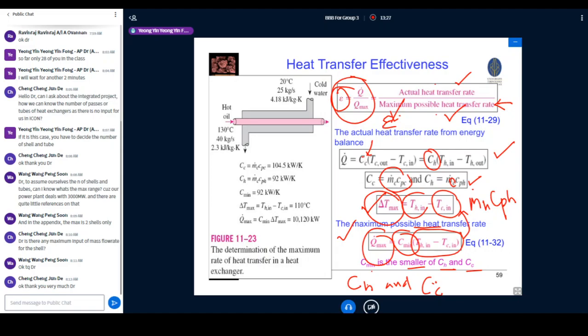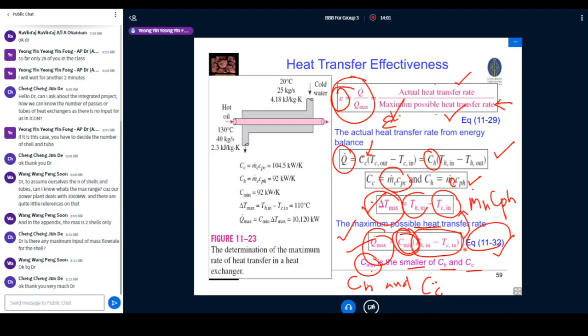Okay, so this is the equation, very important equations to get the Q max. Q you can easily get from here, m Cp delta T from the cold side or from the hot side. Okay, Q max is C min delta T max, where the delta T max is defined as TH in minus TC in, the maximum difference of temperature in a heat exchanger. So let us look at the examples of how you can determine the Q max.